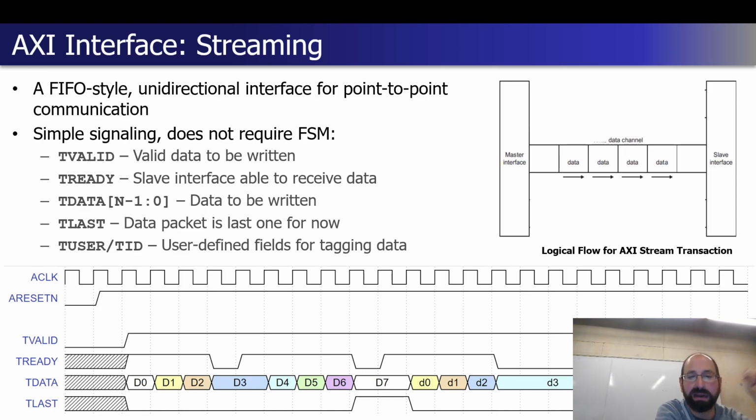We have a valid saying I'm ready to write data. We have a ready signal saying I'm ready to receive data. We have the actual data field for here is the data that's getting written, and then there's a final single bit for T last indicating that this is the last data packet for now. This can be useful for all sorts of different reasons, but your use of T last is actually kind of system dependent. You get to decide how you want to use that T last signal.